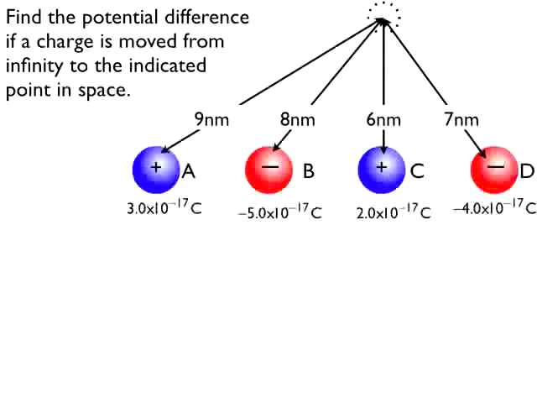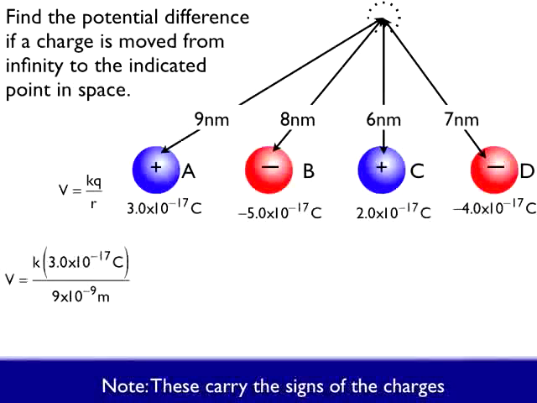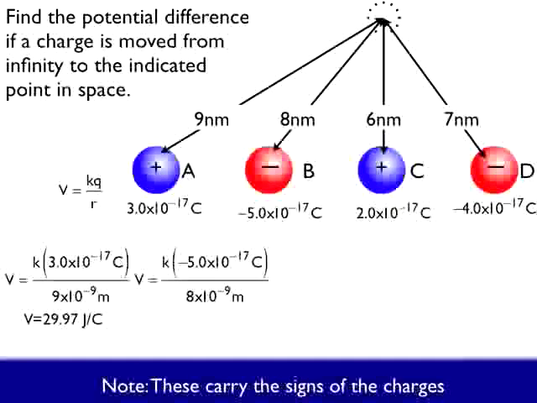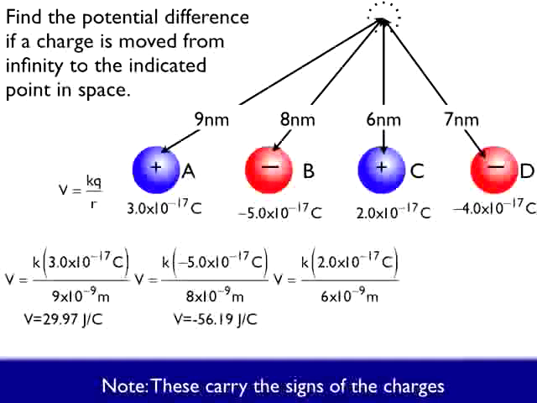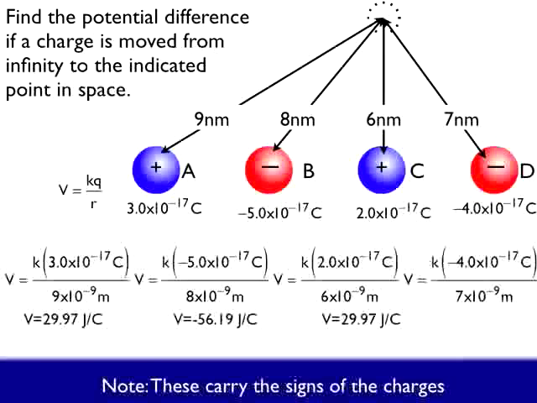The electric potential at point A is kq over r, and that gives me my one value. For B, I just put in my kq over r. That gives my second value. For C, kq over r, my third value. And finally, for part D, kq over r, and that's my fourth value. Notice my negative signs. This time I'm keeping the negative signs because I'm looking for a scalar answer.